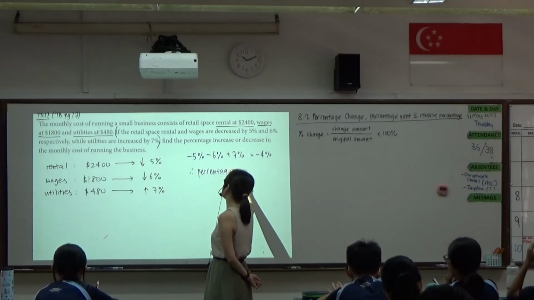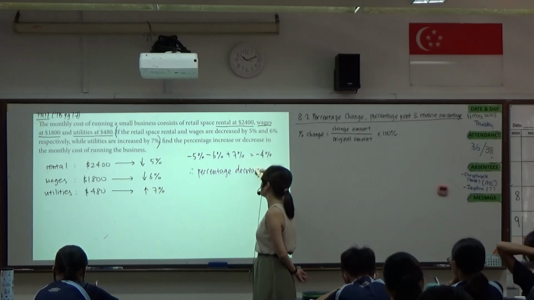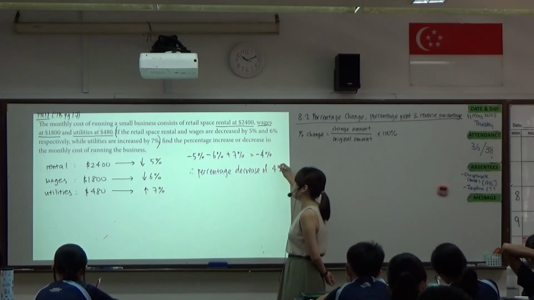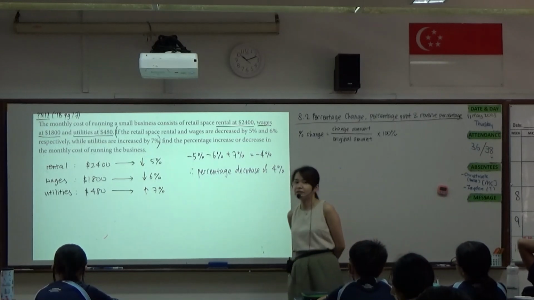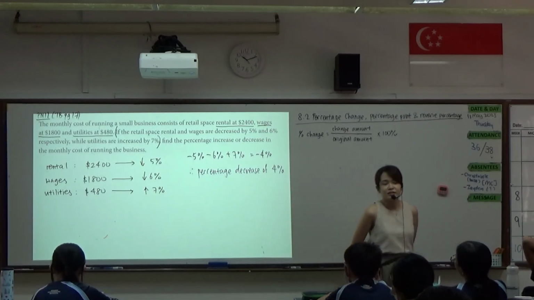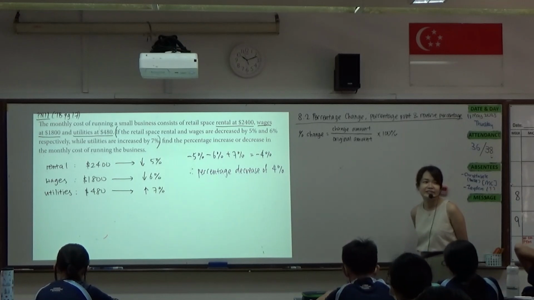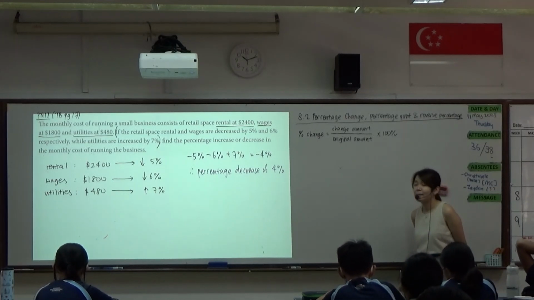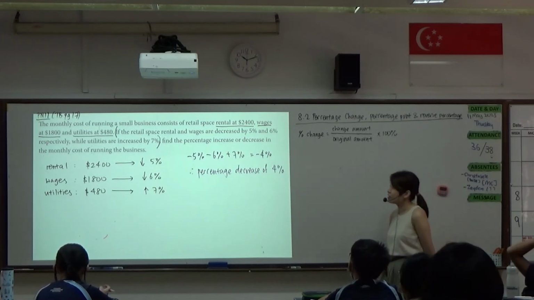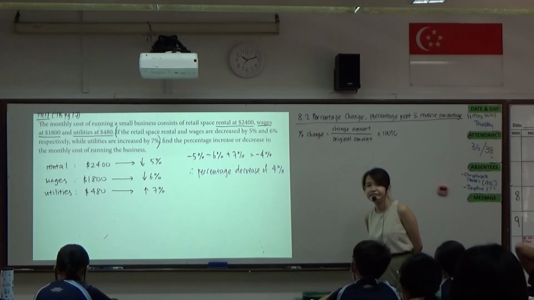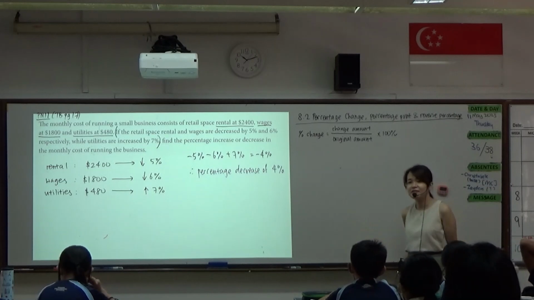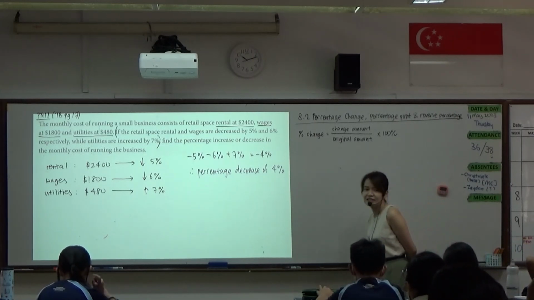I want you all to think, or 4%. Easy, simple like that. Because the answer is minus 4, so decrease 4%. Is it right? What do you think? Negative 5 minus 6 plus 7 is negative 4. Simple. Answer like that. Any thoughts? Yes, let's see.